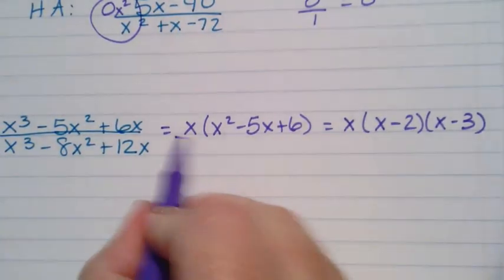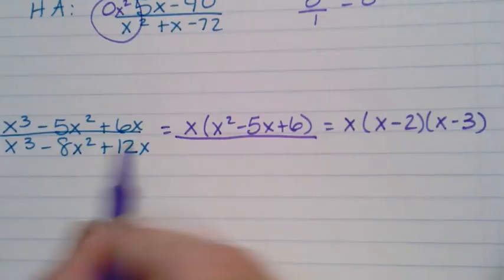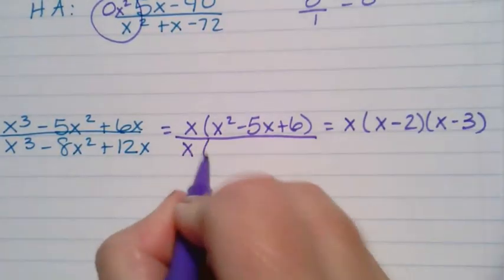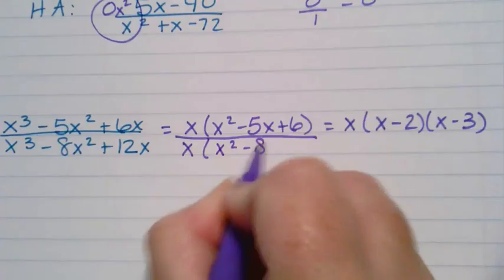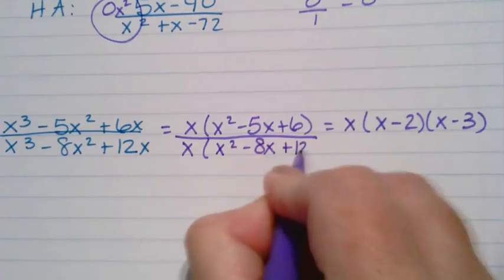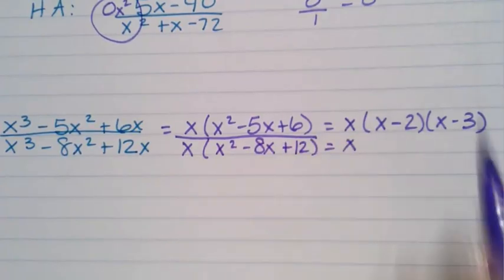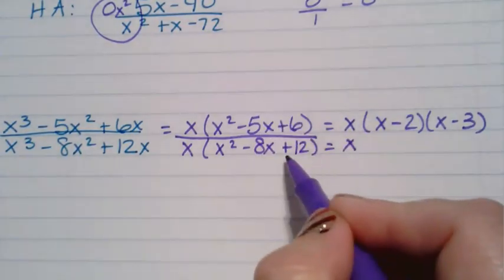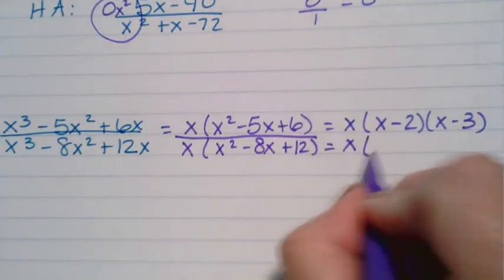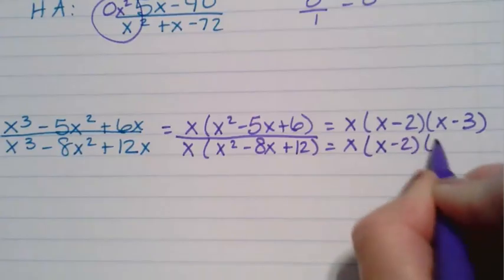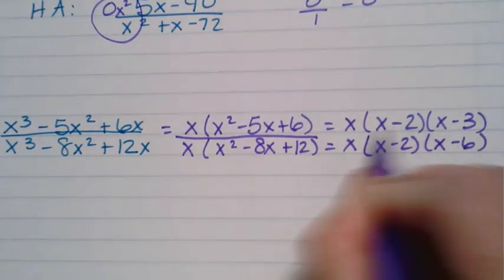Okay, now we're going to come back over here. And again, we have that x cubed situation. So x squared minus 8x plus 12. Okay, what times what gives me 12? Okay, that would be x minus 2 and x minus 6.